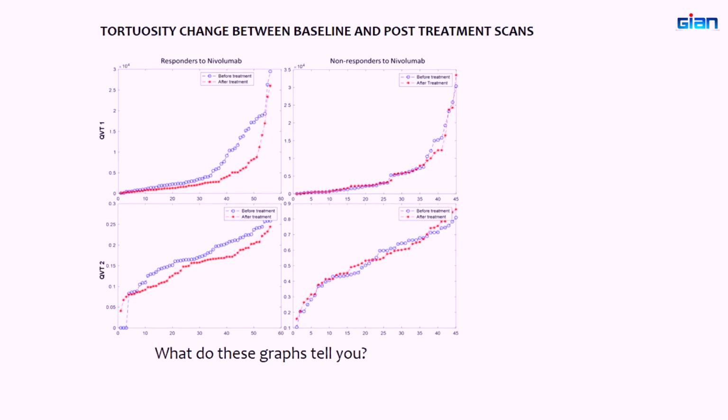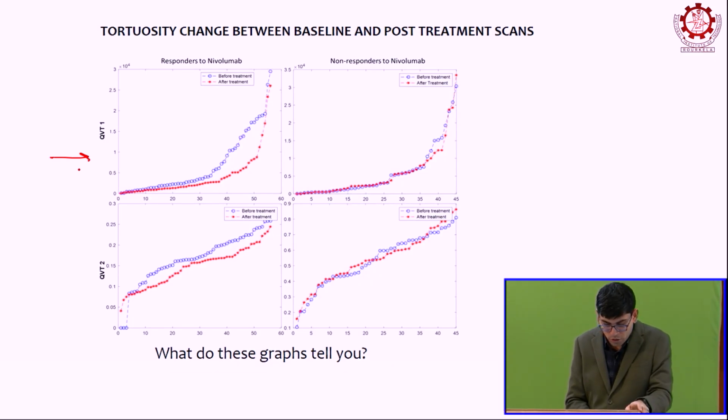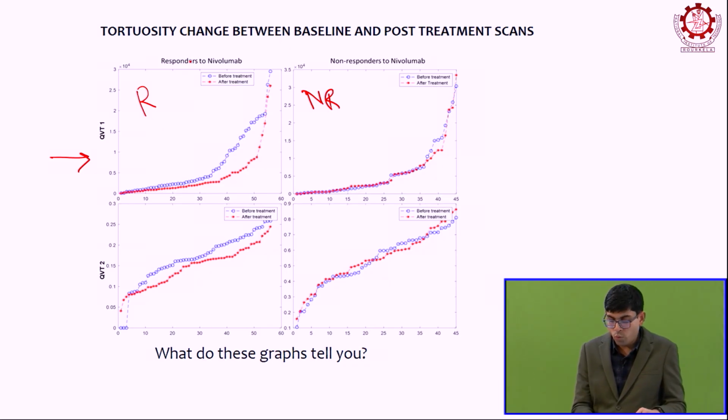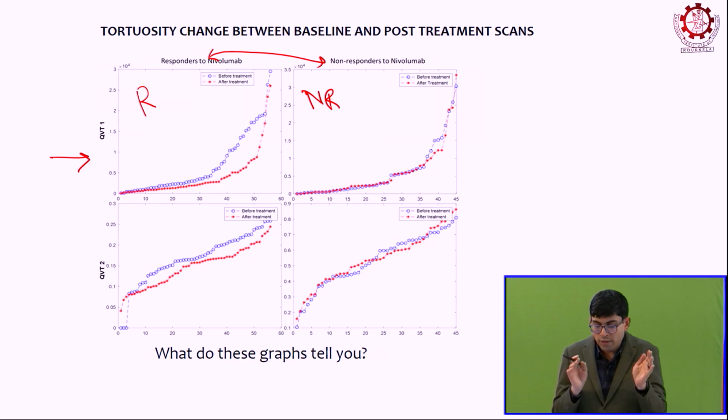So, what we also did was we looked at how the tortuosity changes after a drug has been administered. Just look at the first row here. The blue line is essentially the tortuosity before treatment, and the red line is the tortuosity after treatment. This is for responders, this is for non-responders. So, just by looking at the top two images, what does it tell you? Just look at the blue line, look at the red line for the responder and the non-responder, and tell me what you conclude.